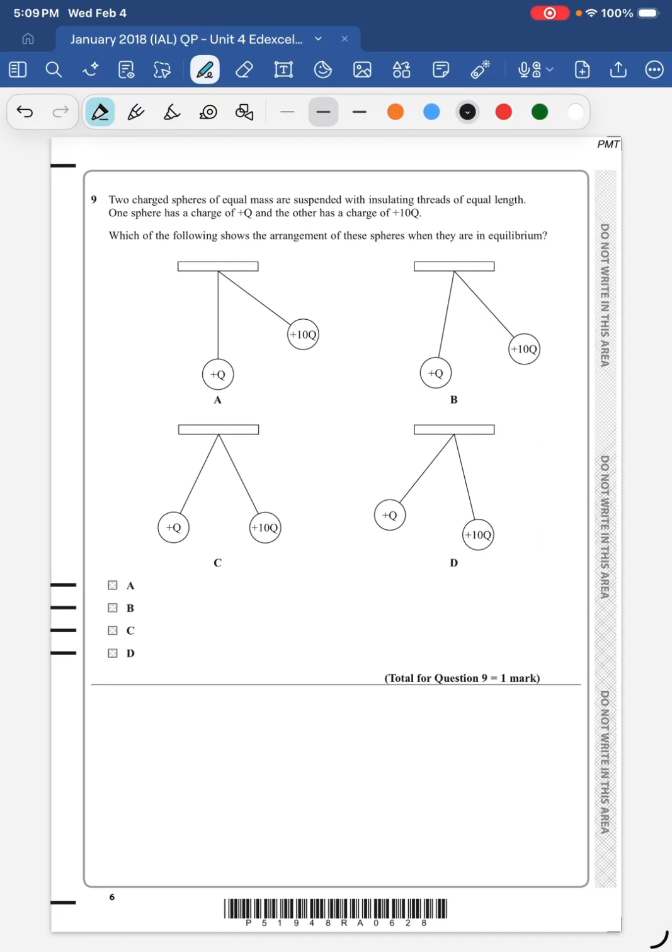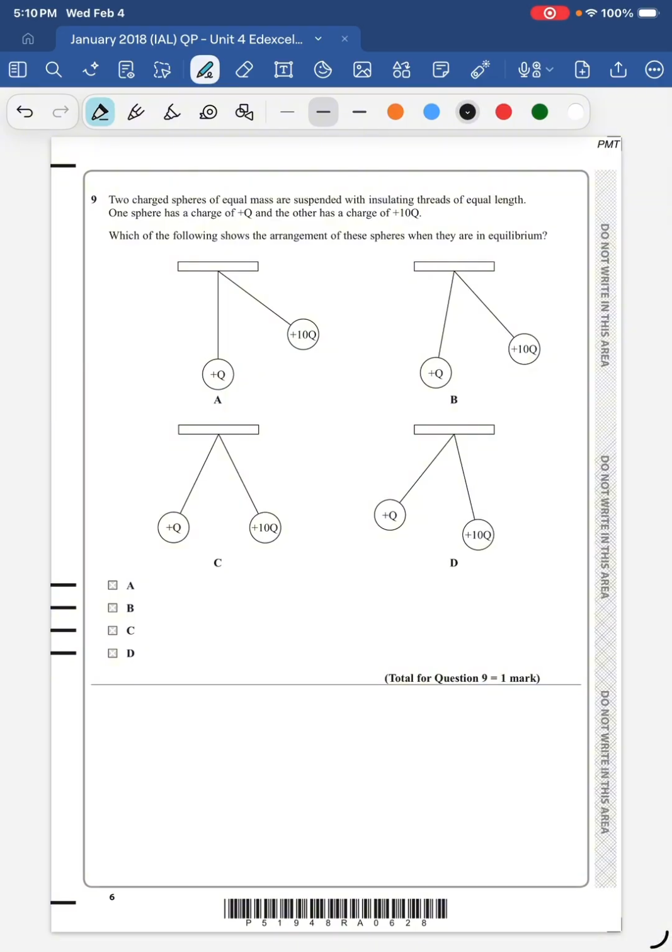Moving on to question 9. Okay, immediately I sense that this is a trick question. So 2 charged spheres of equal mass are suspended with insulating threads of equal length. One sphere has a charge of plus q and the other has a charge of plus 10q. Which of the following shows the arrangement of these spheres when they are in equilibrium?